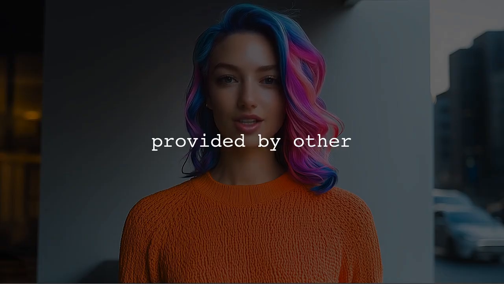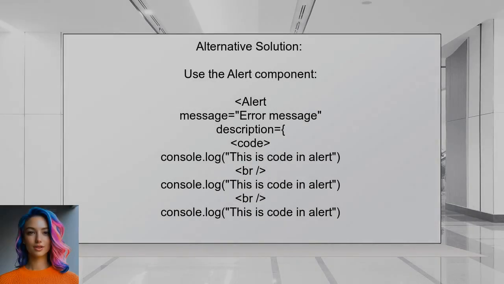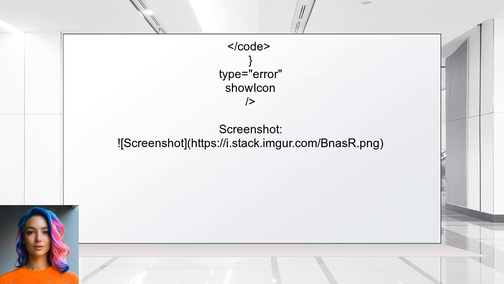Now, let's look at the answers provided by other users. An alternative solution for creating a multi-line alert description in Ant Design is provided by a user. They suggest using the alert component with HTML code directly in the description. For example, you can include console log statements wrapped in code tags and use line breaks for formatting.